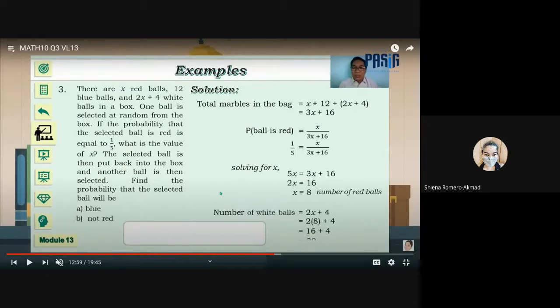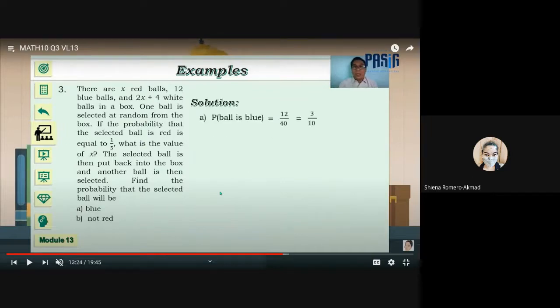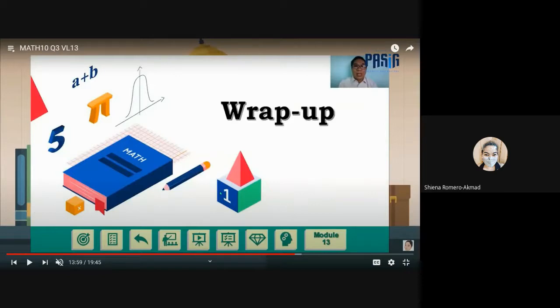So paano kapag ang hinahanap ay number of blue balls and white balls? So kinompute niya na, no? Si blue ball is 12, and how about the white balls? We have 20 white balls. Then if in letter A we have blue, ball is blue, we have 12 over 40, that's 3 over 10. Then, in letter B, not red, so it can be either blue or white. So, ang ginawa niya, inadd niya, 12 plus 20, that's 32 over 40. And pwede rin yung sinabi ko kanina na we simply subtract it to 1.